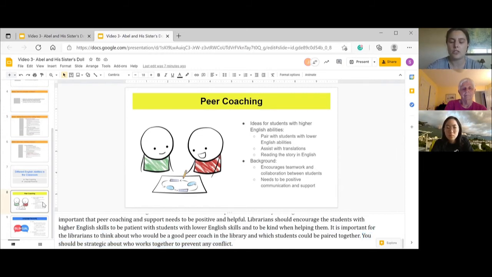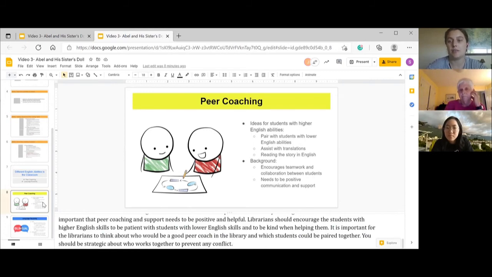Any other thoughts, Sally or Jean Rand, for peer coaching? I would say if you have siblings, look carefully at their dynamic. It might be a good idea not to pair them. Or, yeah, I would say not to pair them, unless, of course, one of them is so terribly shy or afraid that the other one is the support.